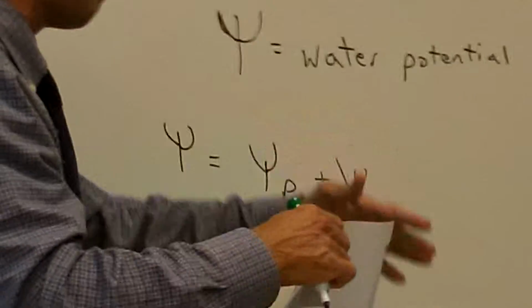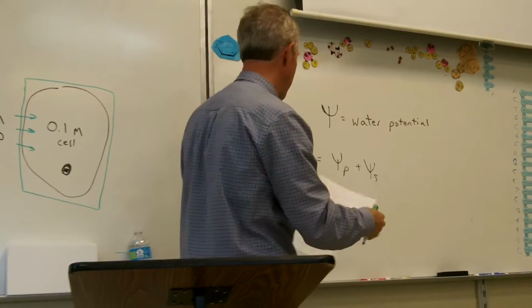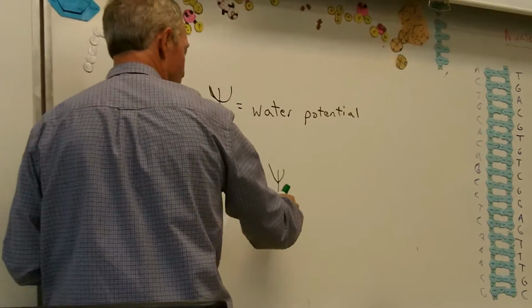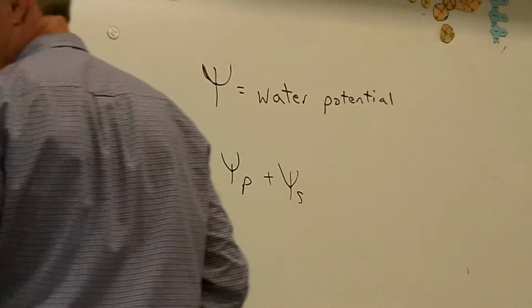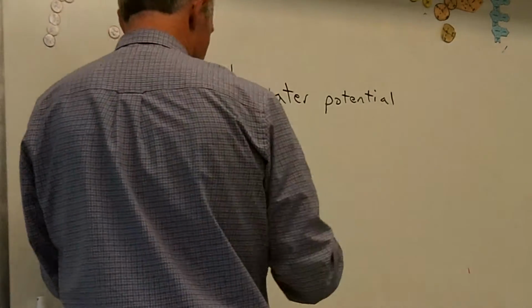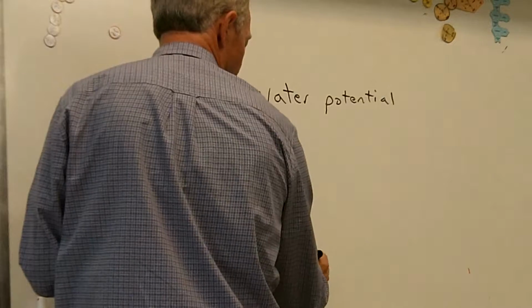And I'll show you how to figure out these two things. It's two simple equations. This is the first equation. And the second equation is just for figuring out the solute potential. And usually that's what you do first in these problems. You figure out the solute potential first. So, I'll show you the solute potential equation.